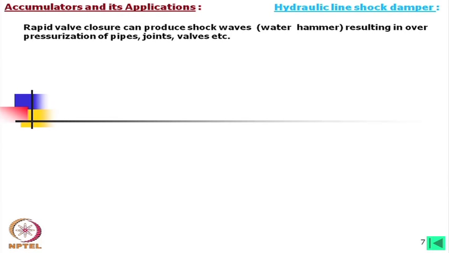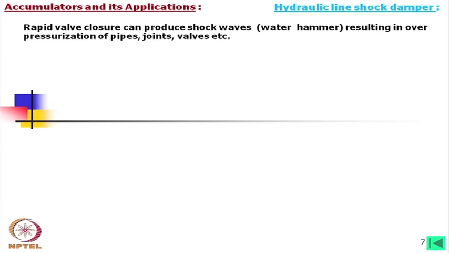Now, it can be used as a hydraulic line shock damper. Rapid valve closure can produce shock waves, water hammer, resulting in over-pressurization of pipes, joints, valves, etc., and it can even damage the system. This is called water hammer because it was maybe first observed with water flowing in a water storage system, but it can happen in any liquid.